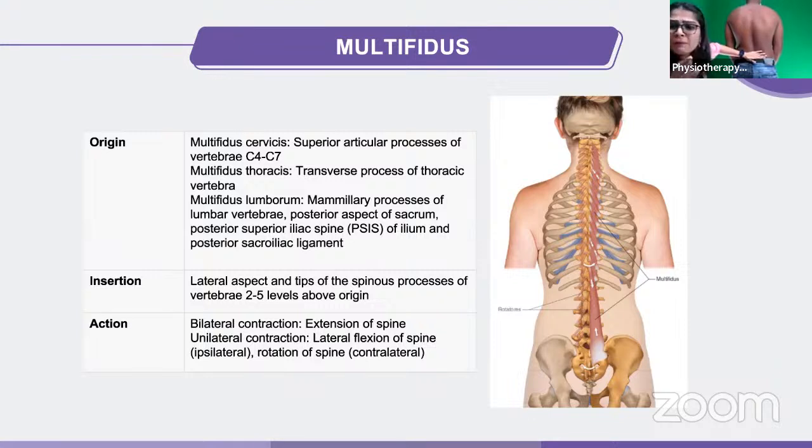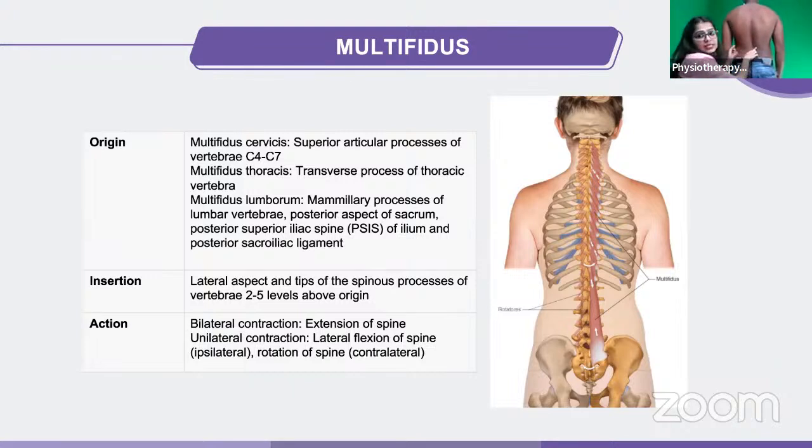See, multifidus is a long muscle. It covers all the vertebral levels. So multifidus has multifidus cervicis, thoracis, and lumborum. It starts from the sacrum, L1 to L5. This is very easy to remember: L1 to L5, T1 to T12, all the sacrum, all the lumbar, all the thoracic it covered. C4 to C7, except upper 2, 3, so it covered all the cervical region also. What is the insertion of it? It gets inserted 2 to 5 levels above it.